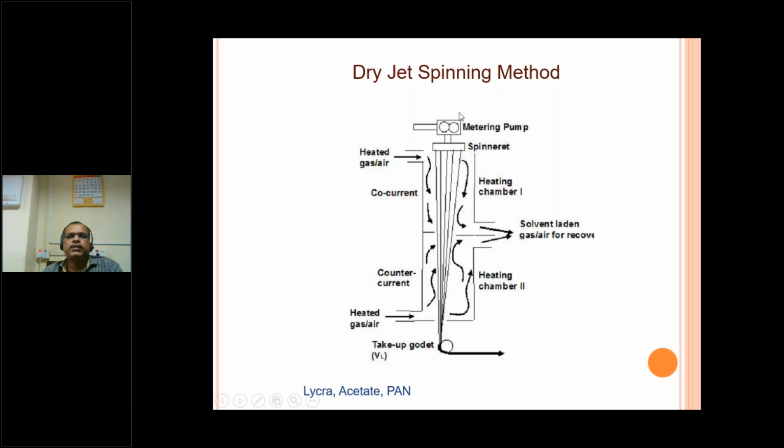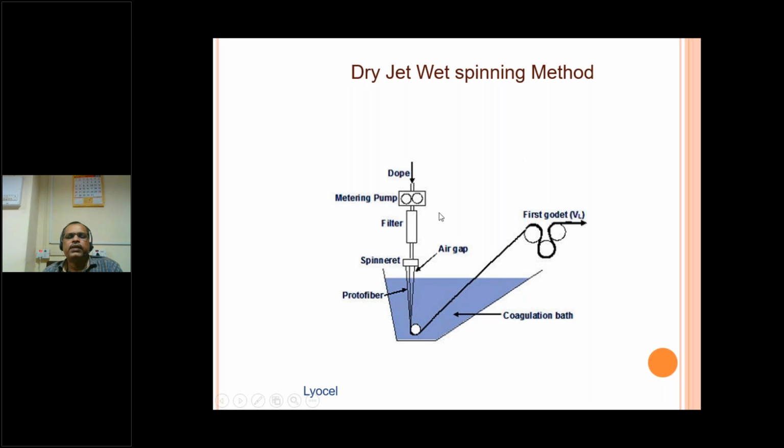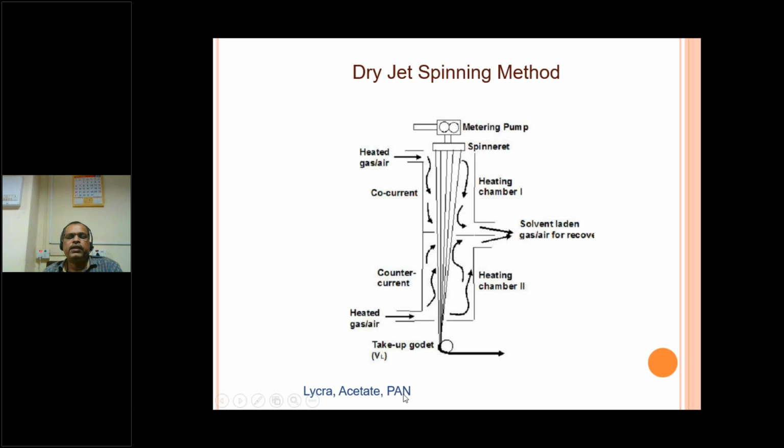This is the dry jet spinning method. Only hot air is applied to dry the solvent and make the filament. This is dry jet solution spinning. And in dry jet wet spinning, the filament is in the air for a short time, then it is immersed in the coagulation bath. Lyocell can be spun using this method, and here lycra, acetate and polyacrylonitrile can be spun by the dry jet spinning method.